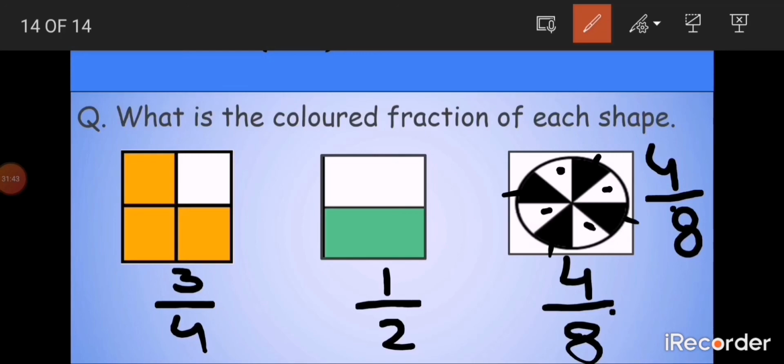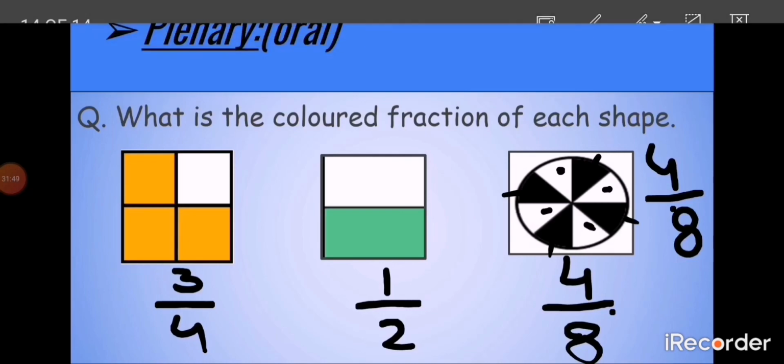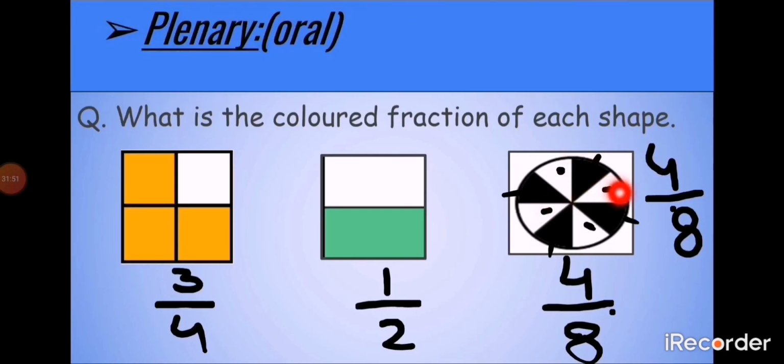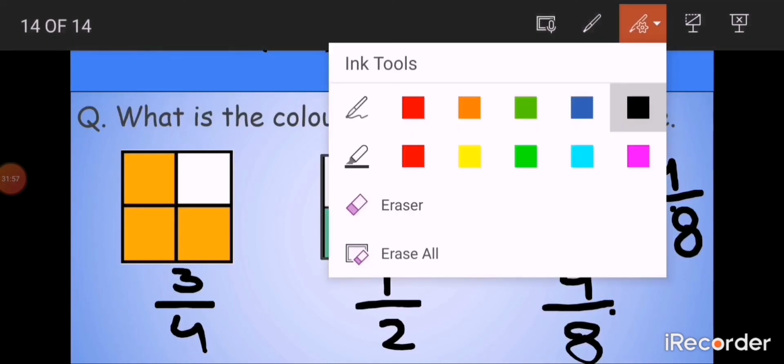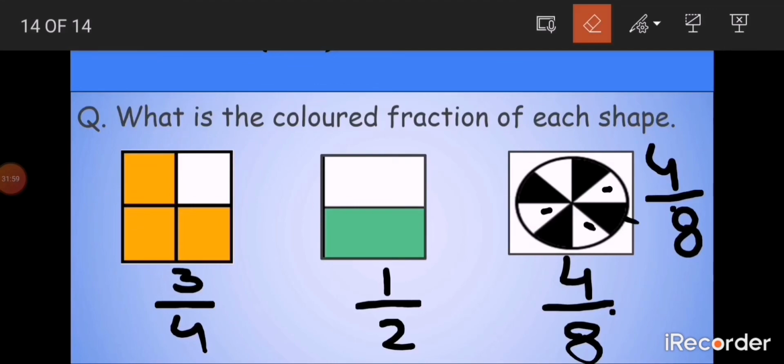You can see both are the same. The colored fraction and the uncolored fraction, both are the same. Why? Because of the total 8 parts, 4 are colored and 4 are uncolored. It means half of the shape is colored and half of the shape is uncolored. So we can also write half for this shape.